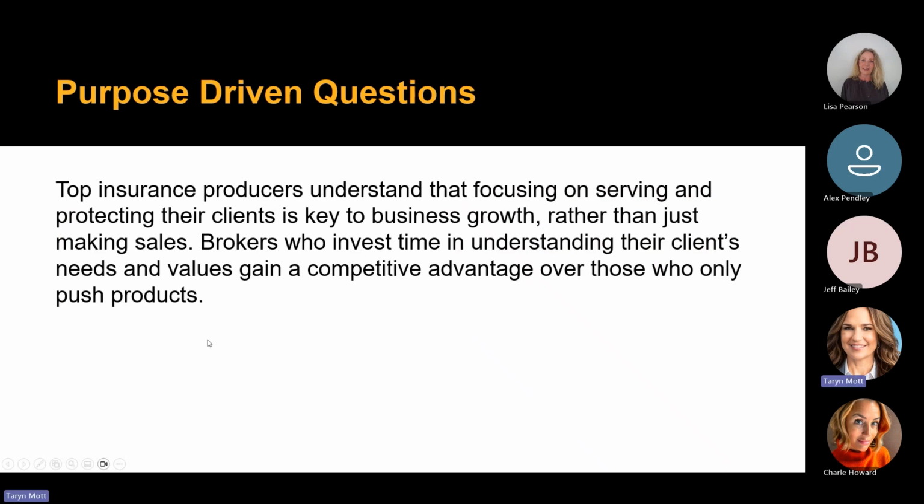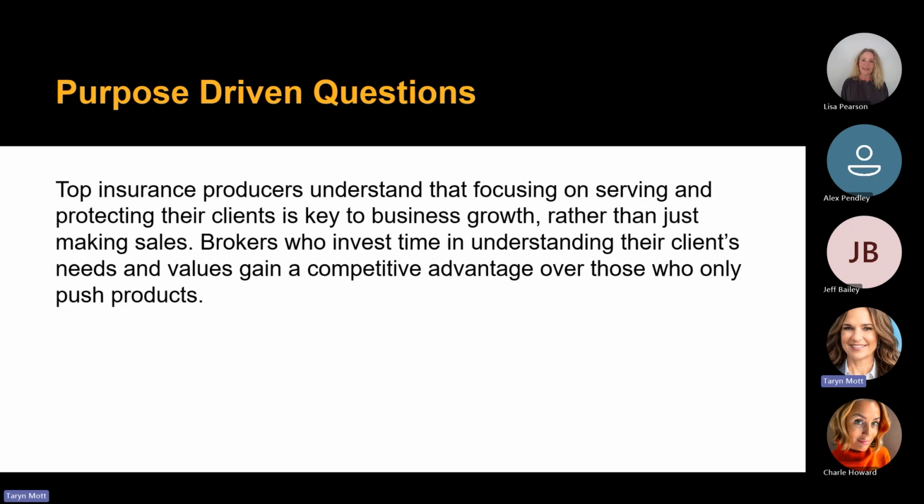So purpose-driven questions. Top insurance producers understand that focusing on serving and protecting their clients is key to business growth rather than just making sales. Brokers who invest time in understanding their clients' needs and values gain a competitive advantage over those who only push products.